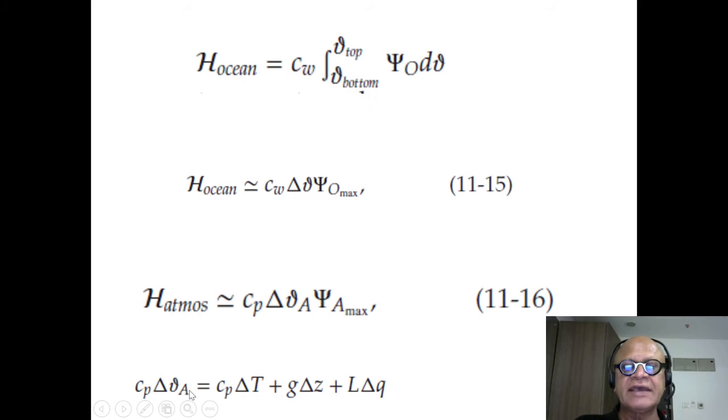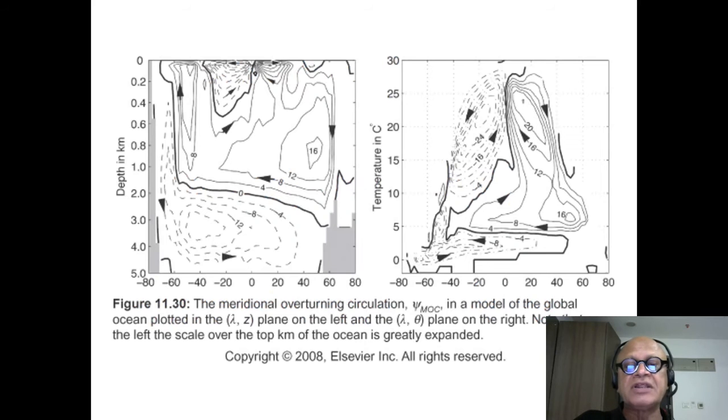So Cp delta theta A we had written in the atmosphere as Cp delta T plus G delta Z plus L delta Q, and we had said that the atmosphere has the dry static energy and the moist static energy together. So this part was essential for producing the little northward transport in the Hadley cell, because the dry static energy was basically moving towards the equator instead of towards the poles. Okay, you remember that? You can plot this now in the depth space or the temperature space, and you can see that they look different.